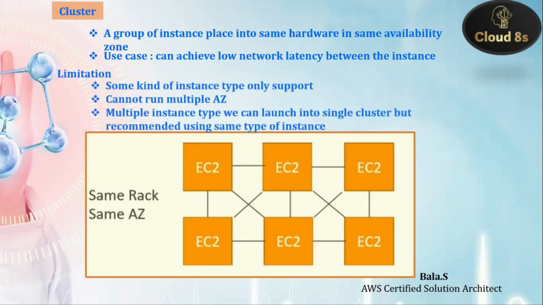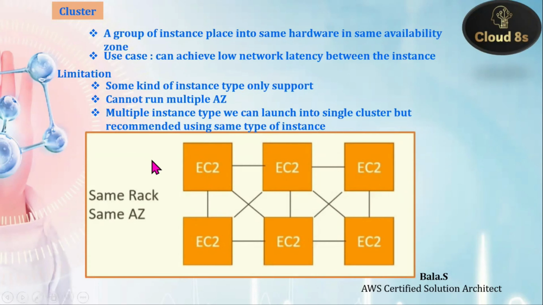But there are some limitations when we are creating the cluster. It only supports some kinds of instances, not all. And apart from that, it will not support multi-AZ. Within a single AZ only, we can create the cluster type of placement group. Apart from that, when we are creating the cluster type of placement group, it should be the same instance type, which is recommended by AWS. We can create multiple instances, but only a single EC2 instance type is recommended.